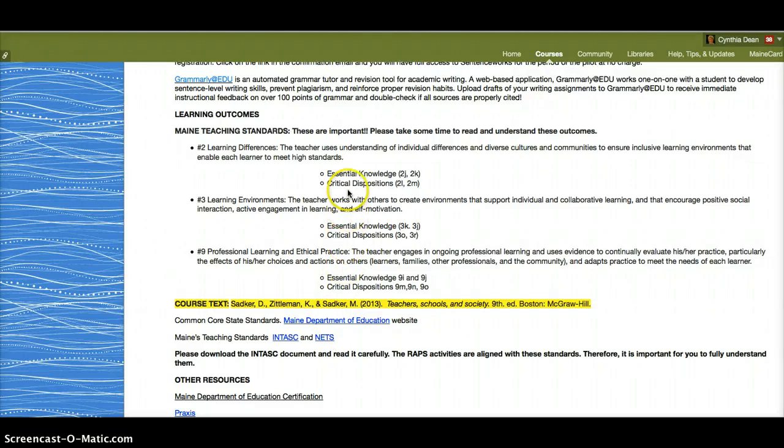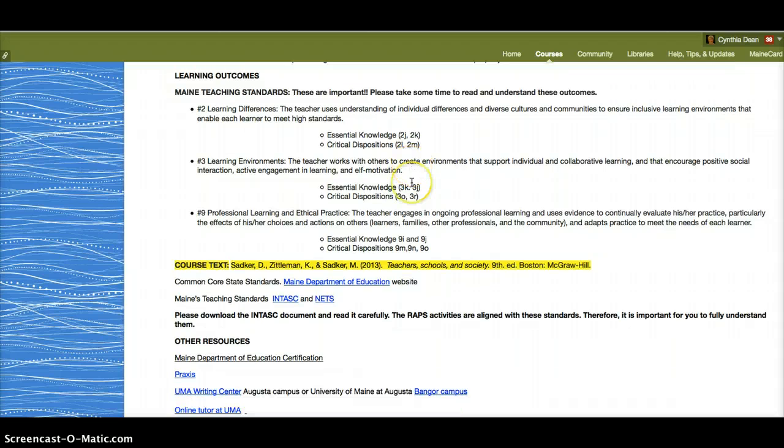I particularly pulled out essential knowledge and critical dispositions for each one of these standards. One of the assignments for this week will be to read the standards, so you'll have a chance to cross-reference these and look to see what these are. That's why I didn't actually write them all in here, because I want you to go beyond the anchor standard and look at what these are. What is 2J, 2K, what is 2L, and 2M, okay?